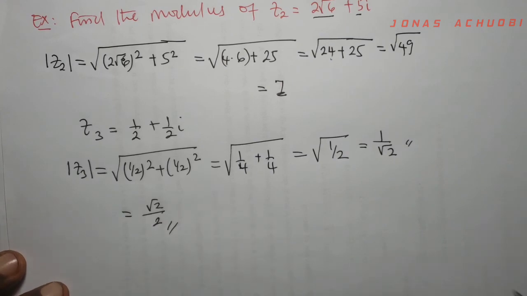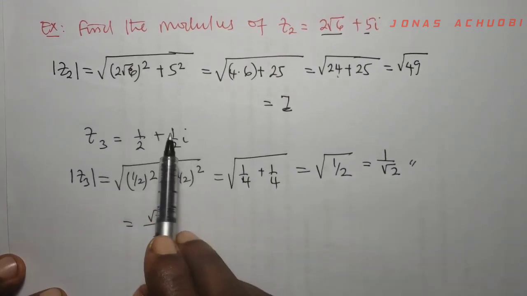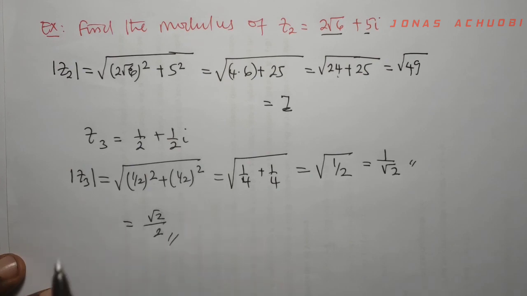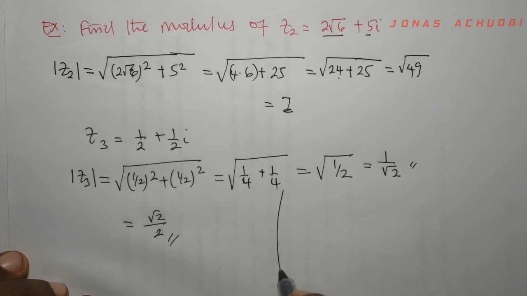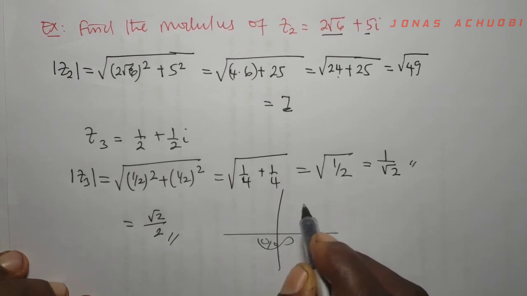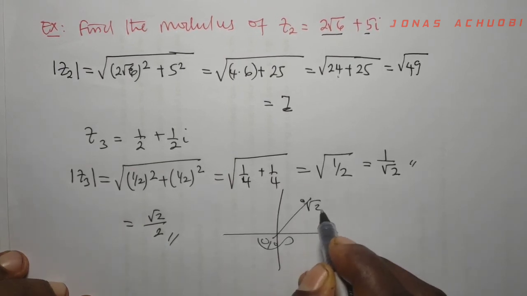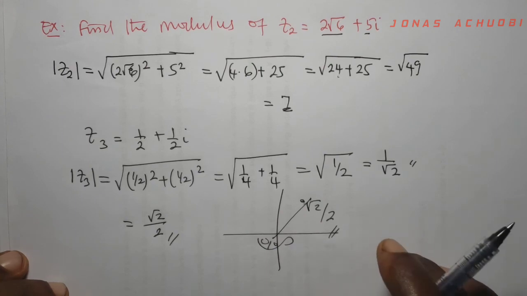So once again, if we locate this complex number on our Argand plane, the Gauss plane or the complex plane, then the distance or the length of the complex number from the origin (0, 0) to wherever it is will be the square root of 2 over 2 units.